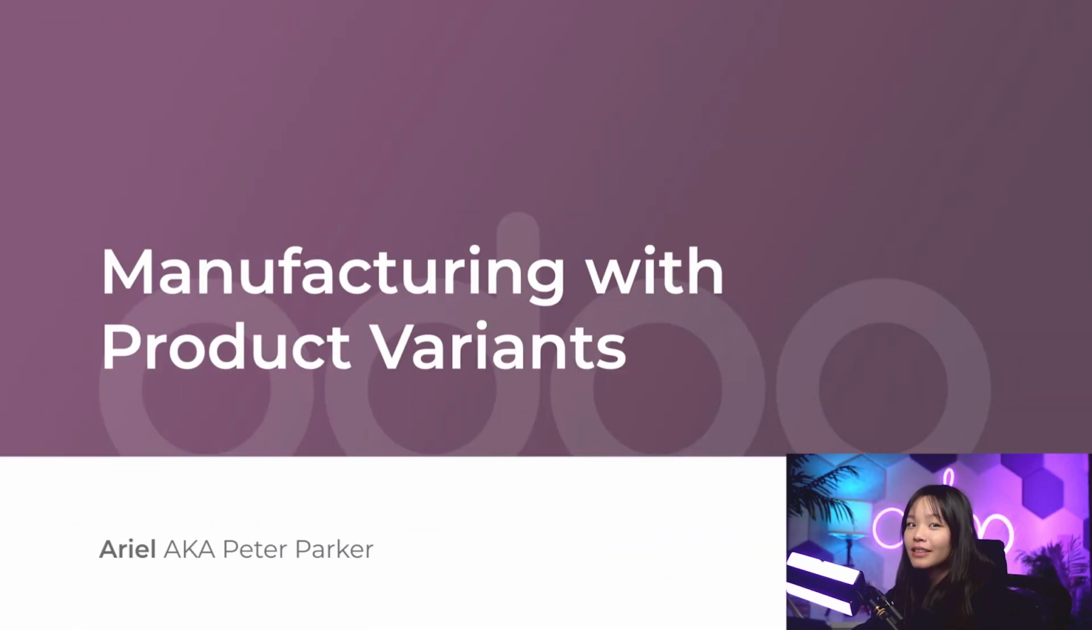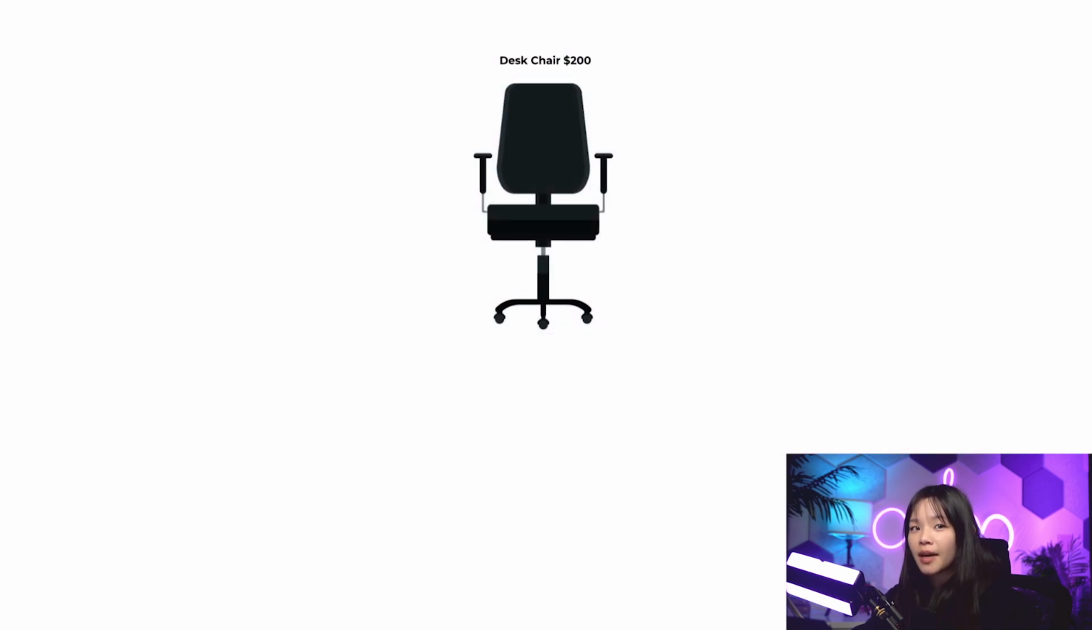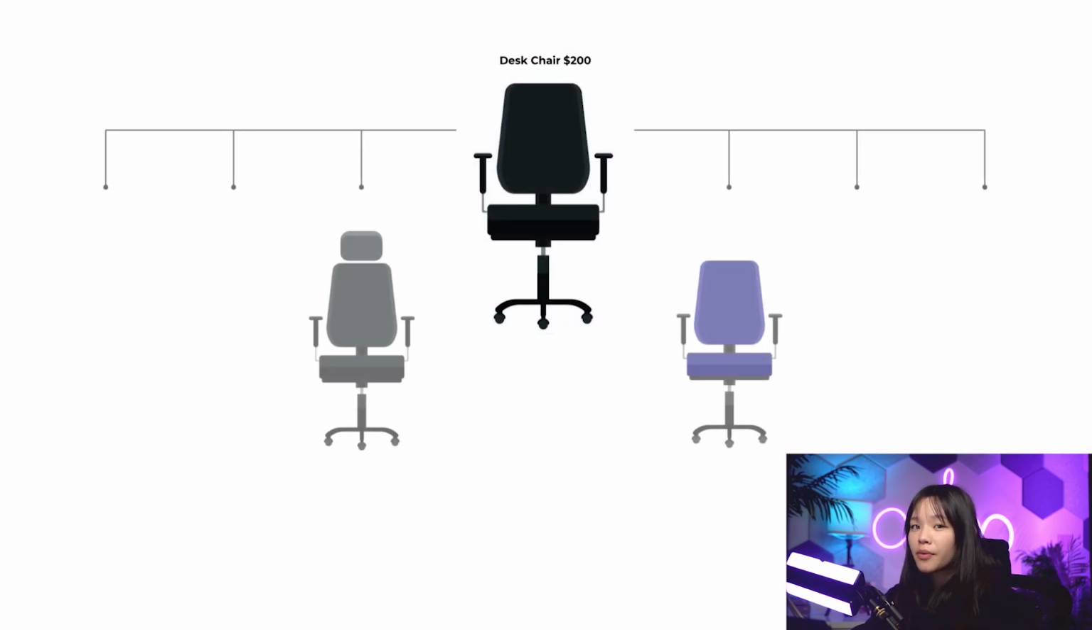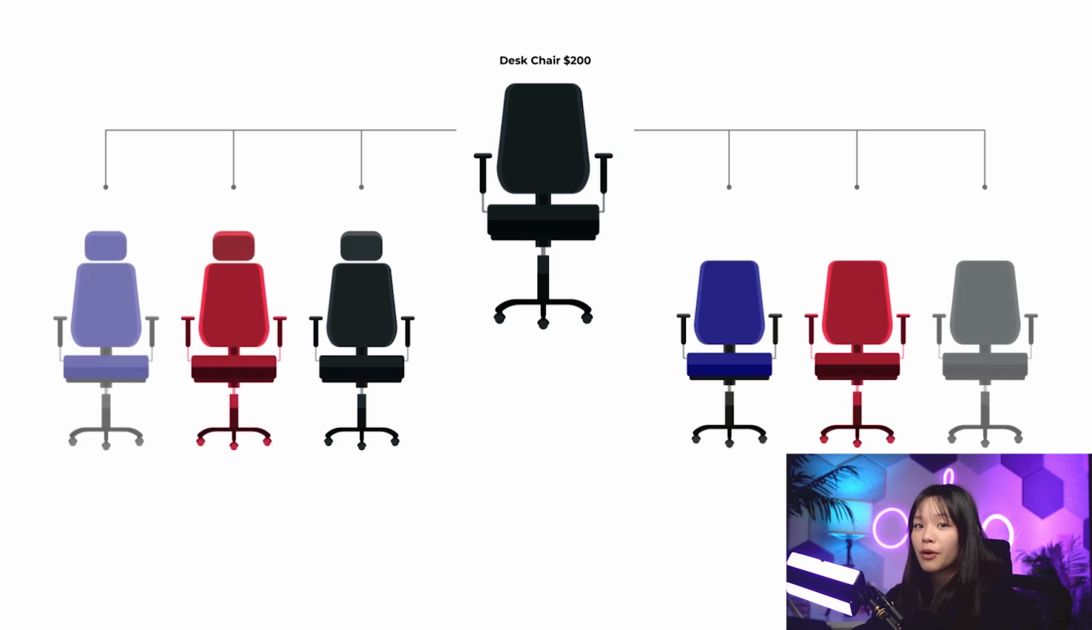Today, we'll be taking a look at how we can use product variants to spice up our selection of manufactured products. As a reminder, variants are different versions of a main product in Odoo. In the manufacturing app, we can use them to expand our range of sellable products to ensure that we're providing a variety of items to fit all sorts of customer preferences.